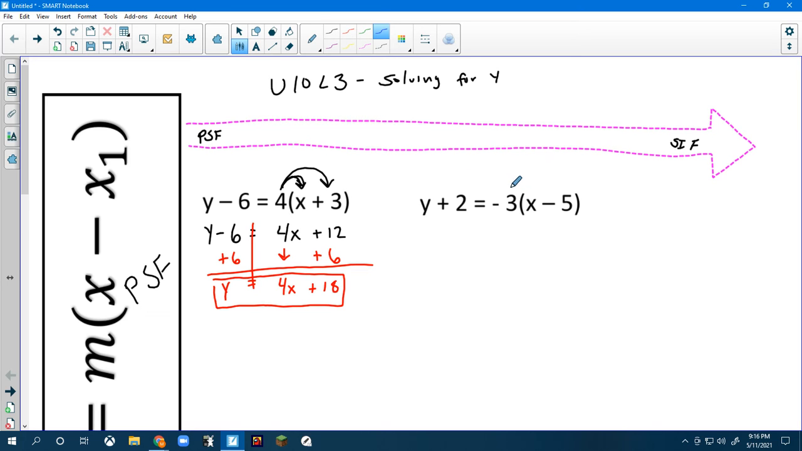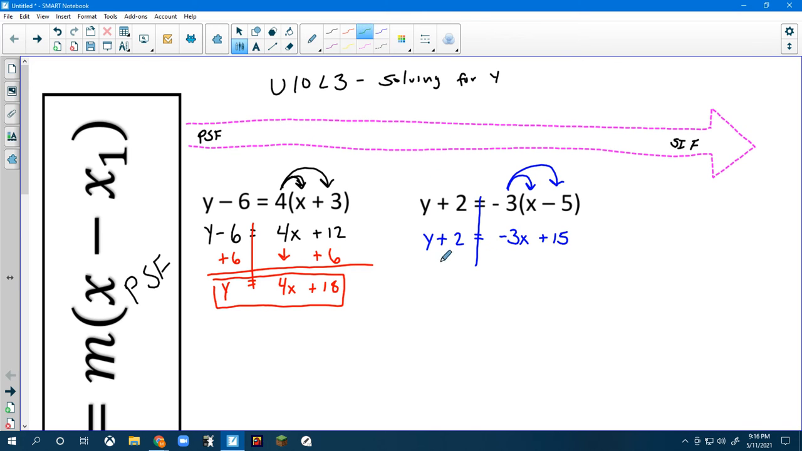Now you should have paused and now unpaused and had an answer. Let's look at the right answer. We are going to distribute that negative 3. Negative 3 times x is negative 3x. This is negative 3 times negative 5, which is a positive 15. And we're going to continue with y plus 2.